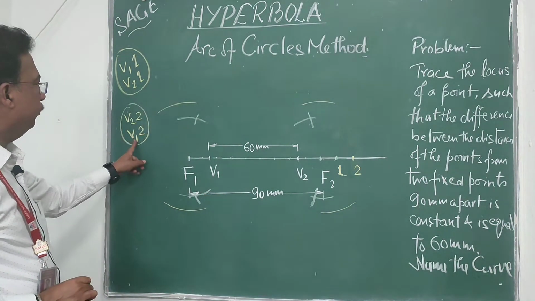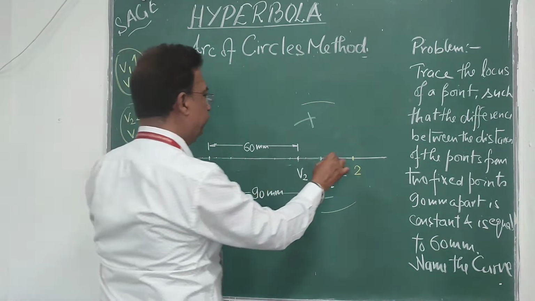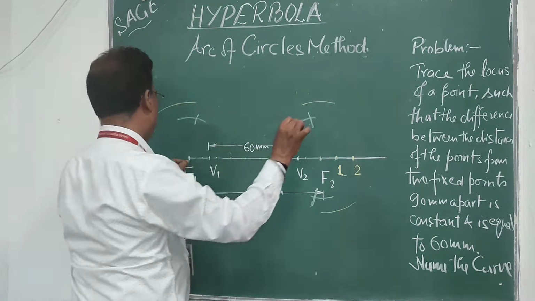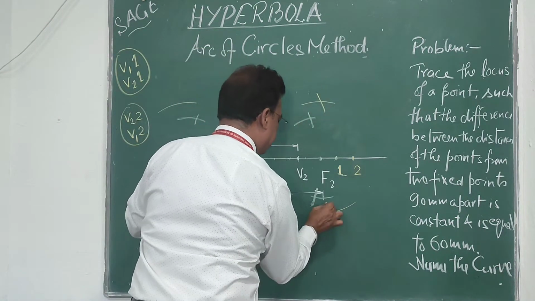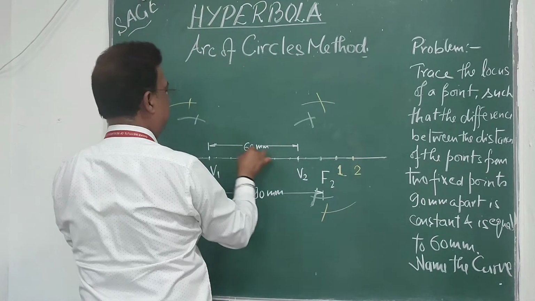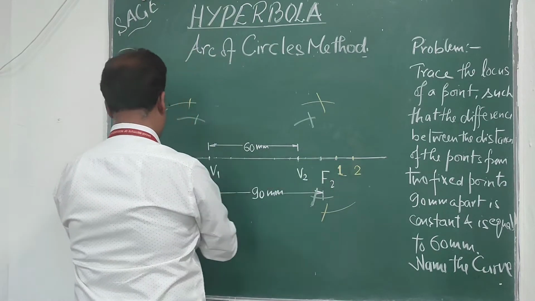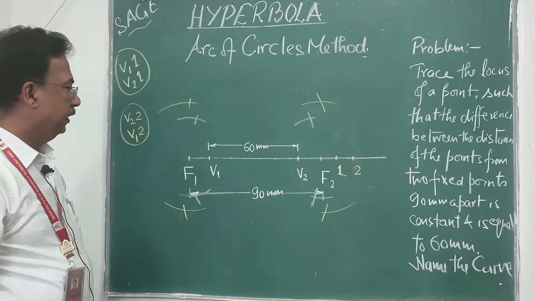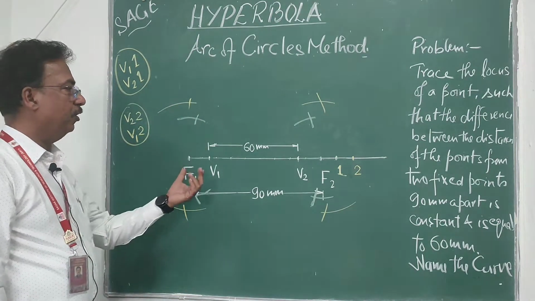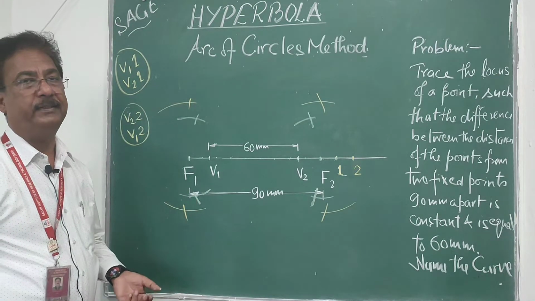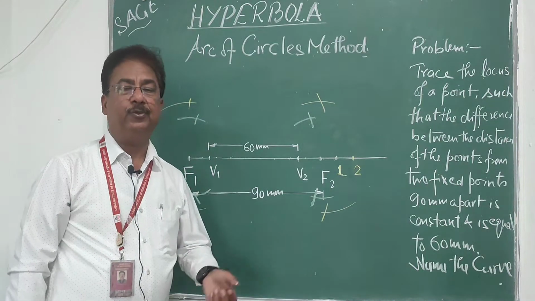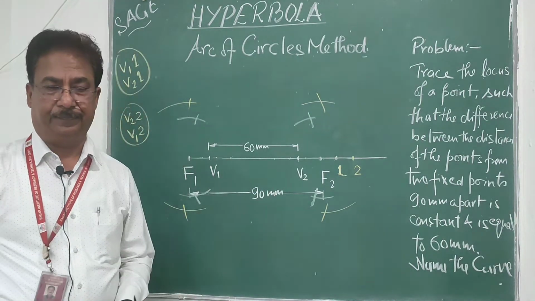Now second time I am going to pick this distance, that is V1 2. So pick V1 2 from here. Now again F1 will be the center, cut the earlier arc. F2 as center, cut this arc. Again we will get 4 points, and these 4 points again justify our equation that the difference of the distance from the two fixed points F1, F2 remains the same, that is equal to V1 V2. Numerically that will be 60 mm.